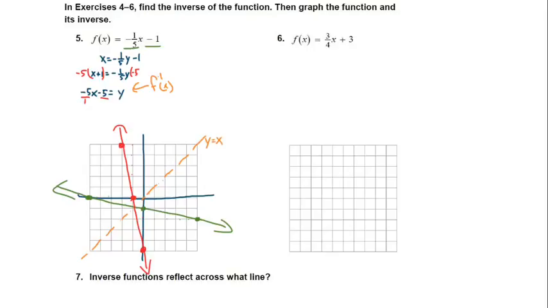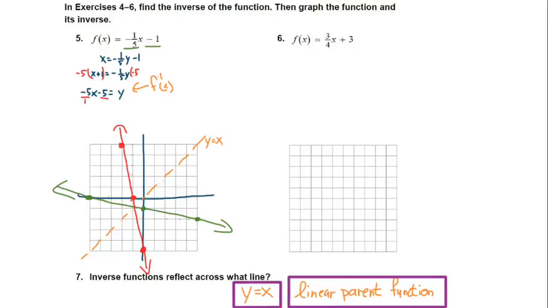So, to answer question number 7, inverse functions reflect across what line? y equals x. And that's a very simple line. It's actually your linear parent function. So if we were to ask this on a question, wink, wink, nudge, nudge, say no more, you could put either one of these answers, and it would be considered right. They reflect across the line y equals x.